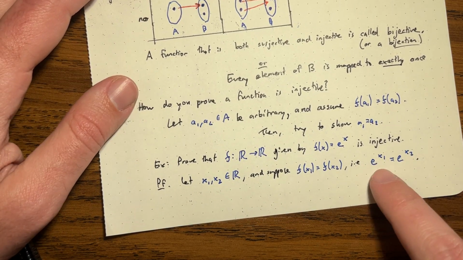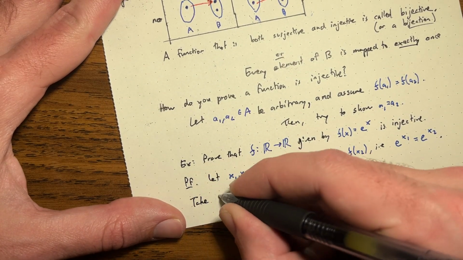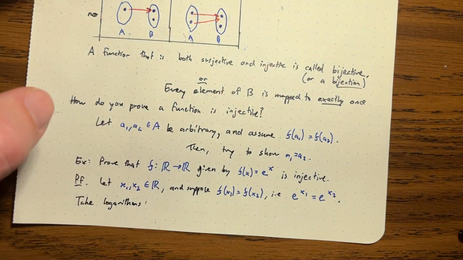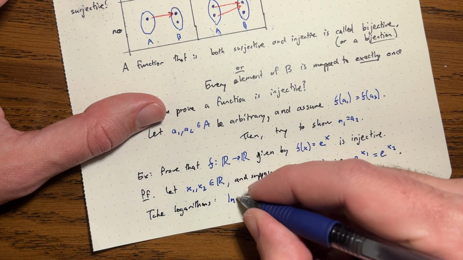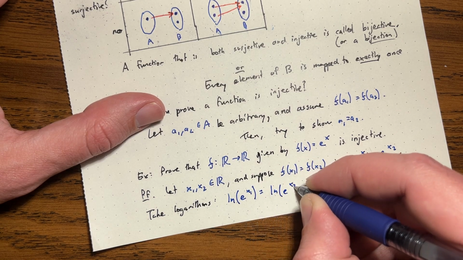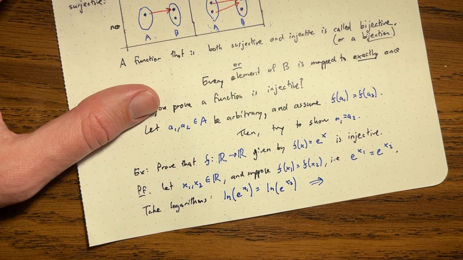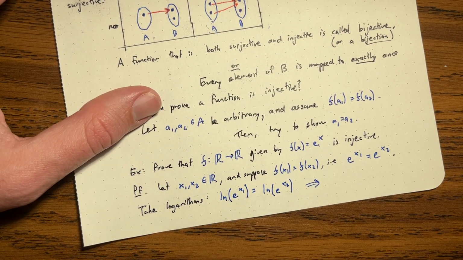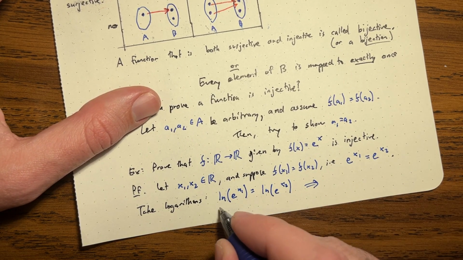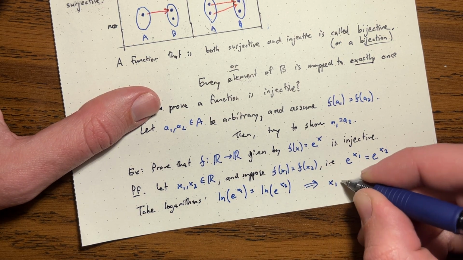I guess the idea would be to take logarithms, right? So take logarithms of both sides, because that'll cancel the exponential. So I get natural log of e to the x1 equals natural log of e to the x2. And it is true, actually, in the real numbers, at least for the real natural logarithm, that natural log of e to anything is just that thing, right? So it's really a true inverse function.